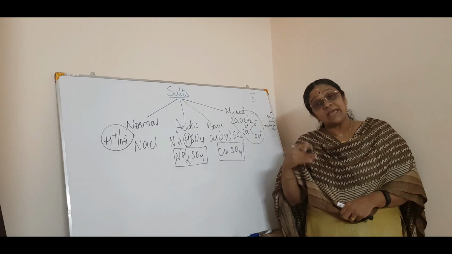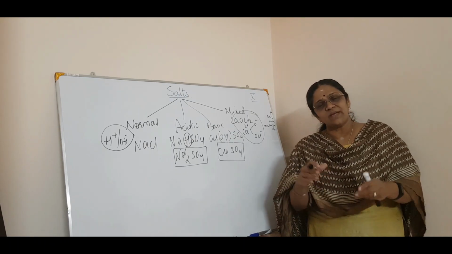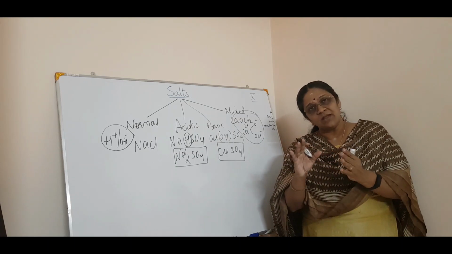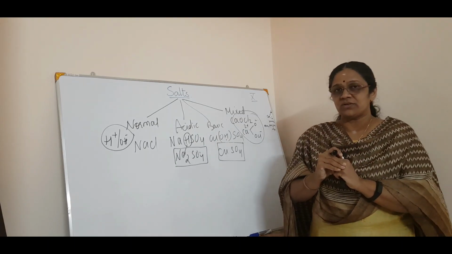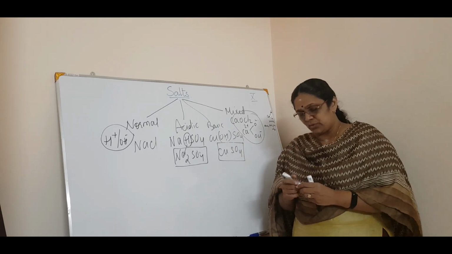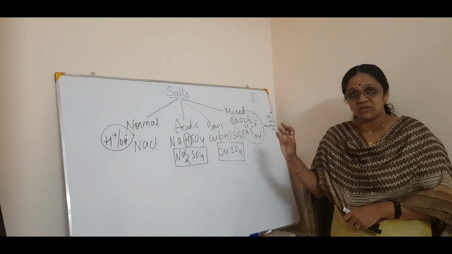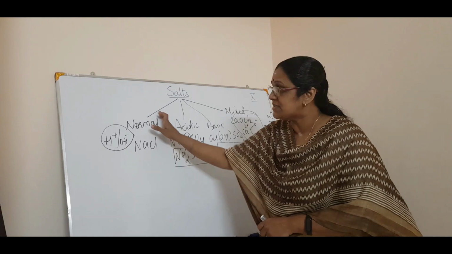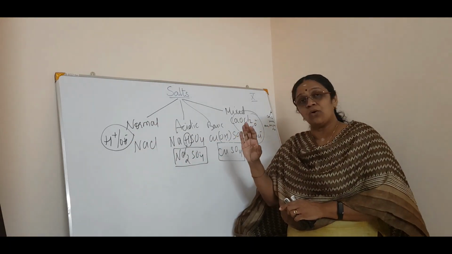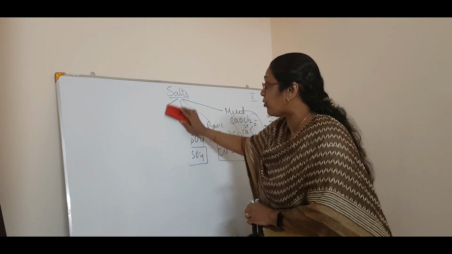Again, there is also a double salt. What is a double salt? Double salt means two salts put together. Two salts when put together give you a double salt. There are some examples, but there is no need for that. Just understand that there are so many kinds of salts. What we are concerned with is normal salt, that is, there is no hydrogen or OH- ions in that salt. So our interest is in normal salt.